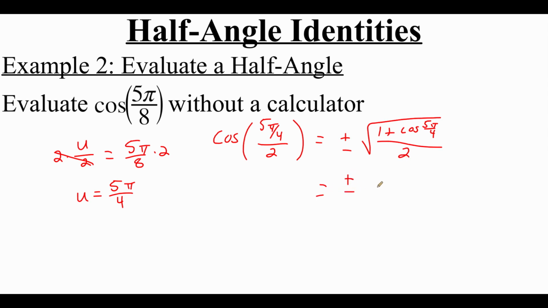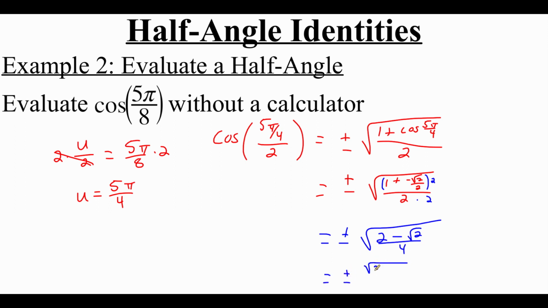As we look at the unit circle, the cosine of 5 pi over 4 is going to be negative root 2 over 2, and that's over 2 still. Again, just like in our last example, we don't typically like to have fractions inside of other fractions. So I'm going to multiply top and bottom by 2 to help cancel out that divided by 2. We're going to get plus or minus the square root of 2 minus the square root of 2, all over 4. Again, as we're square rooting a fraction, we can square root the top and bottom separately. So we get plus or minus the square root of 2 minus root 2, all over 2.